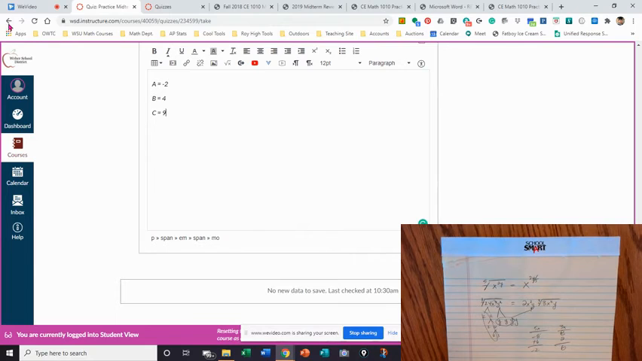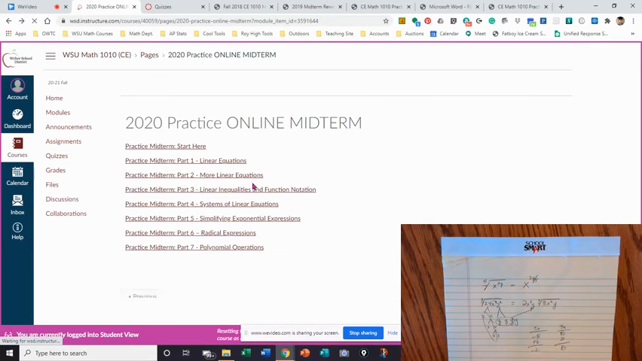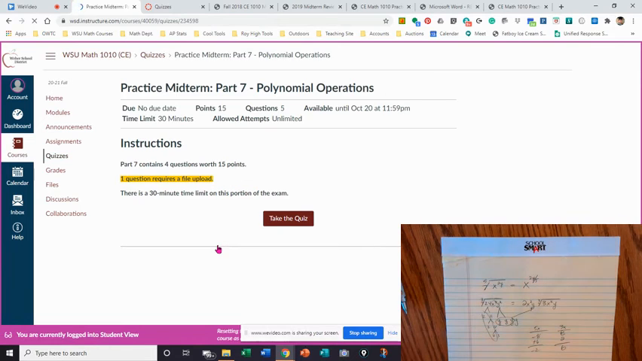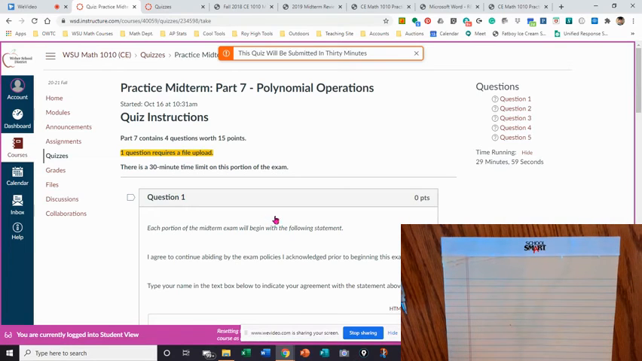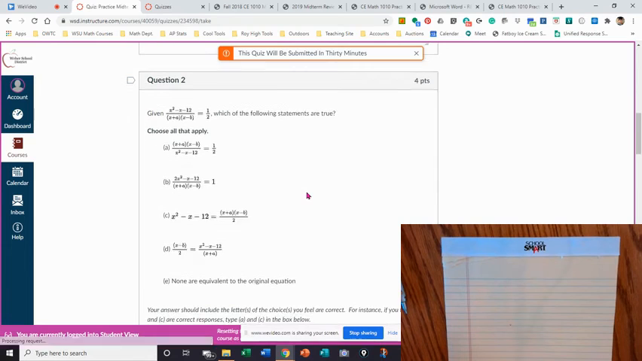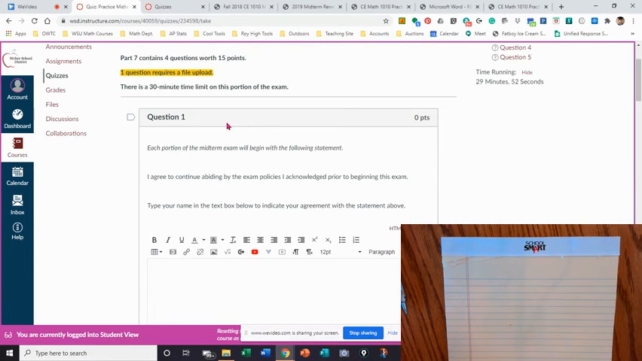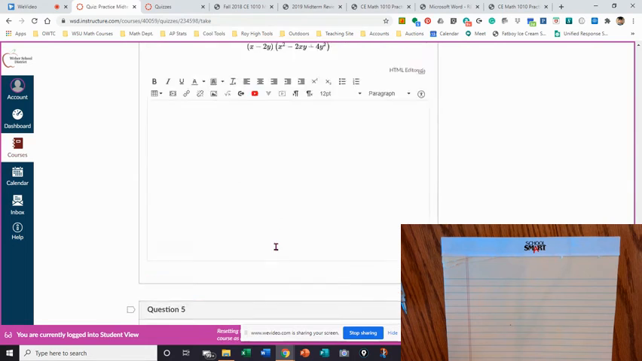So some good thinking here, but these are a little bit different because we're taking it online, at home, that kind of thing. That's one of the reasons you got 30, 35 minutes. Oh, that one you had 35 minutes. Polynomial operations. Let's take a look at that one. So take the quiz. I need to get myself some new paper. Polynomial operation. There's the signing statement. How many questions are in here? 4 questions worth 30 points. So there's 4 more questions on top of that.